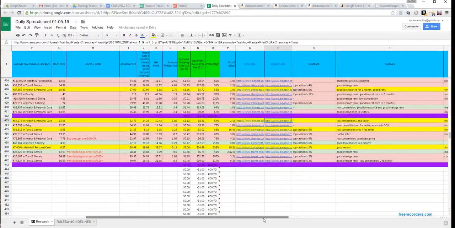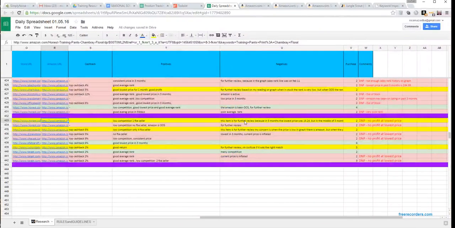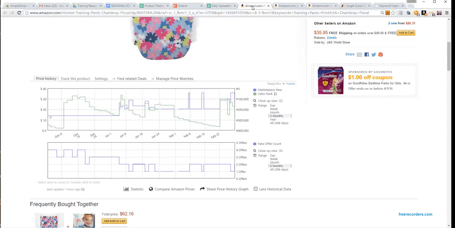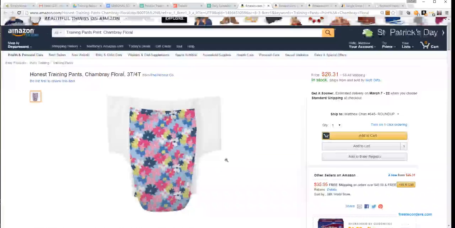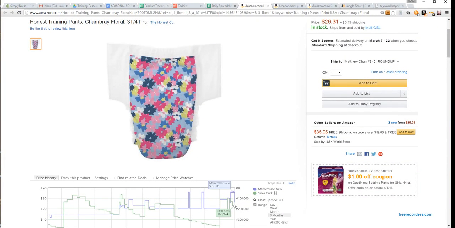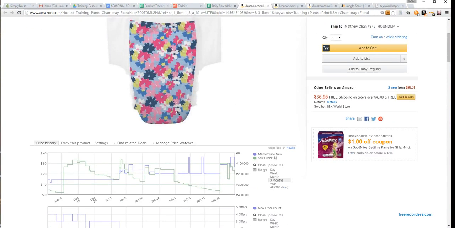Our purchase price is 12.95. So I know you've mentioned that the price is higher because the item was out of stock. I'd just like you to focus on the lowest price. Calculate the profit based on the lowest price. In this case, it's 14.24 plus 5.49 shipping, so it's about $19 or $20. Therefore, there's no profit.